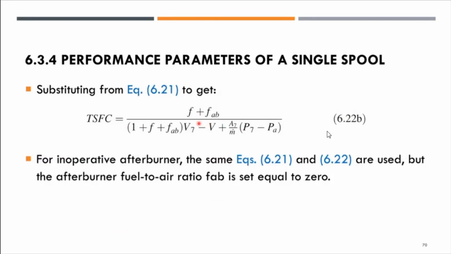So substituting from equation 6.21, you can then get the elaborated version of the TSFC for inoperative afterburner, afterburner without operation. The same equations 6.21 and 6.22 are used, but the afterburner fuel to air ratio, the FAB, okay, is set equal to 0. Okay, when the afterburner is not being used, this can be set to 0, and this also can be set to 0.